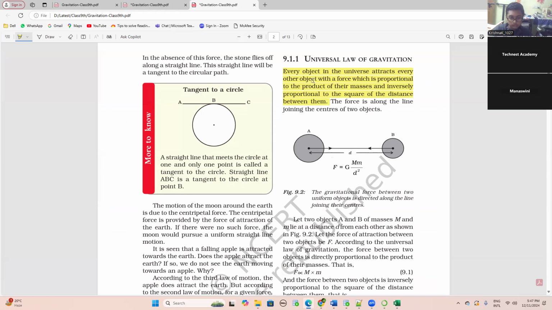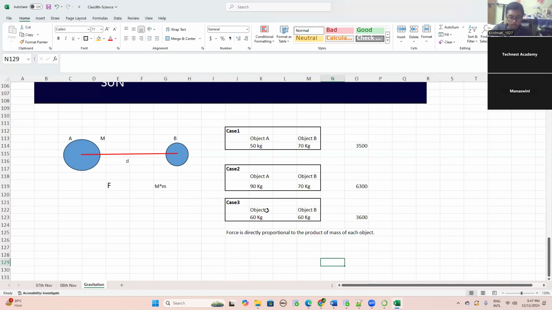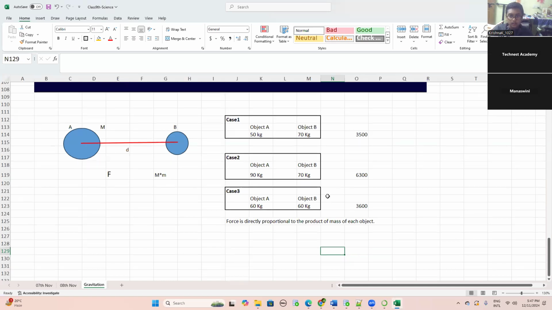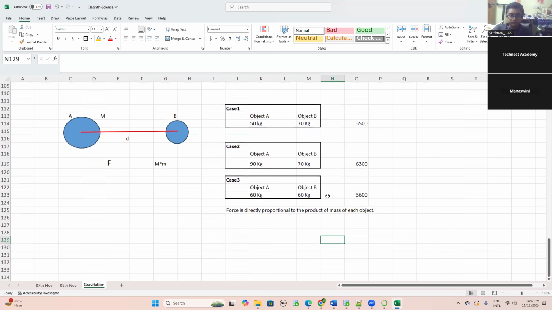That is what is written here, which is proportional to the product of their masses and inversely proportional to the square of the distance between them. What is the meaning of this? See, suppose, let's take a new example. Okay. Case 1.